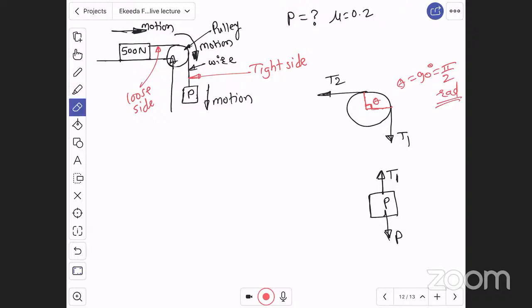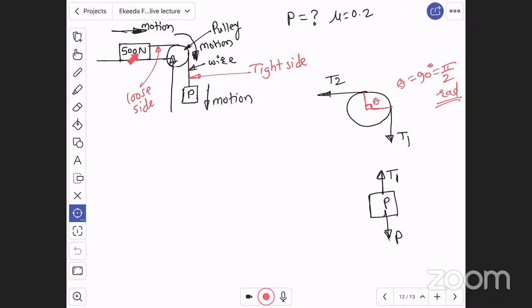Now again, if I draw the free body diagram of this 500 Newton block, my dear students, we have considered friction here. Because of friction only there is a tight side and loose side. If we don't consider friction, then the tension on both sides will be the same. So here we have considered the effect of friction also.